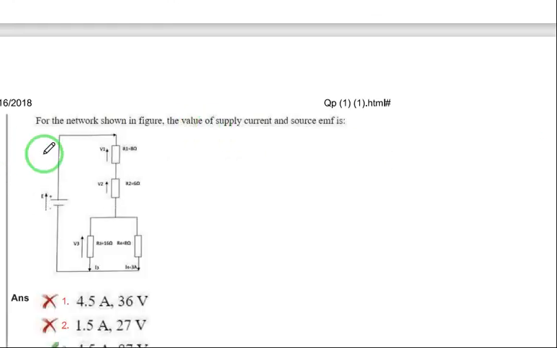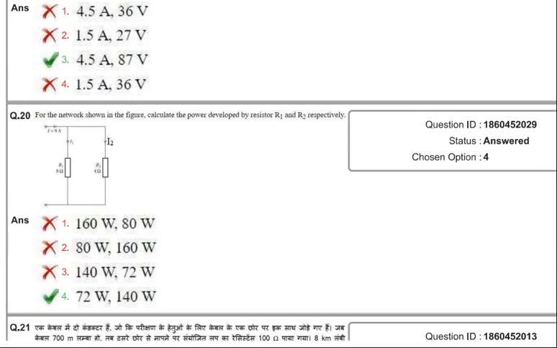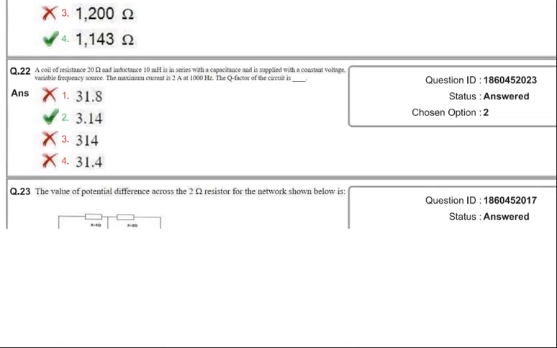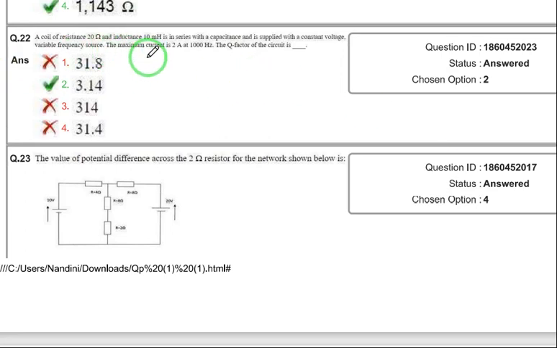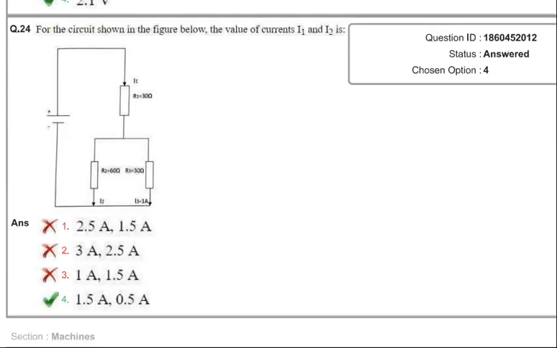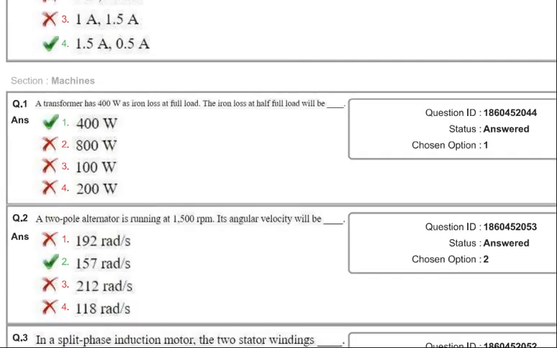And in this circuit, you can see supply current and source EMF. Find the network shown in figure. The value of supply current and source EMF is asked. And the power developed by the resistors R1 and R2 is asked. How much power it is consuming is asked. Okay. Just observe what kind of questions they are giving. A coil of resistance 2 ohms and inductance given, in series with the capacitance given. Constant voltage, variable frequency. The maximum current and the quality factor are asked. Okay. If you have any doubt, just ask in comments.